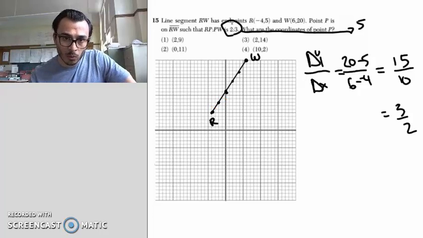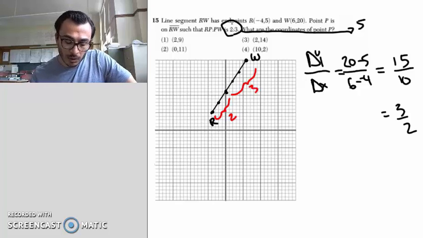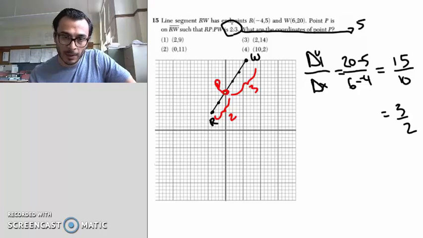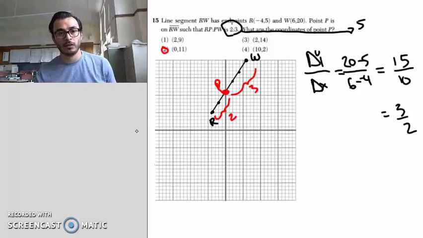So let's count. There's 2 segments here, and then here we'll be left with 3 segments. So that's a 2-to-3 ratio. The point that breaks it up in a 2-to-3 ratio, let's call that point P. What are the coordinates of that point P? The coordinates are 0, 11. So that's the answer to 15.